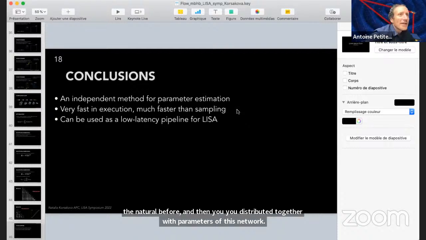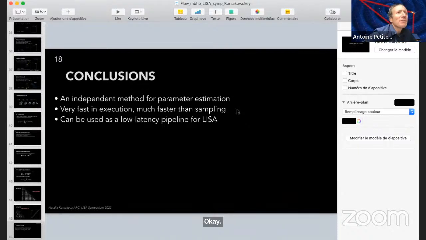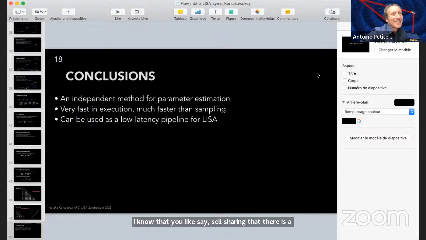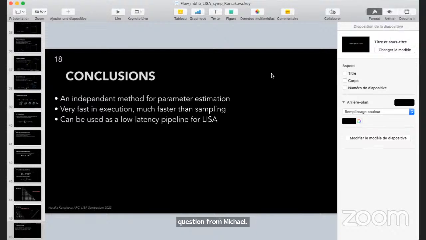Okay, I know that you like self-sharing, but there is a question from Michael. Natalia, great talk. Just wondering, I know in the ground-based case they had to do some special setup to deal with not knowing the noise up front, including information about changing noise in training. I was just wondering if you have looked at that, or thought about anything about the noise in the context of LISA.